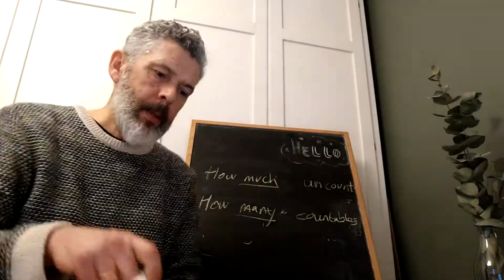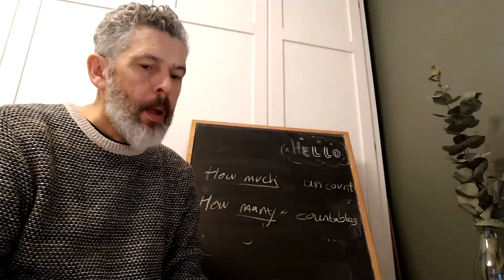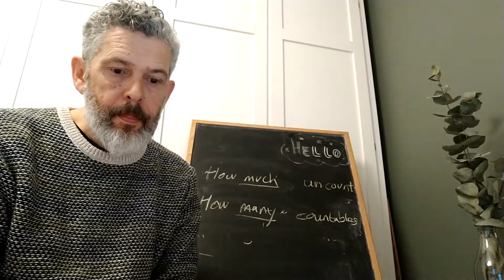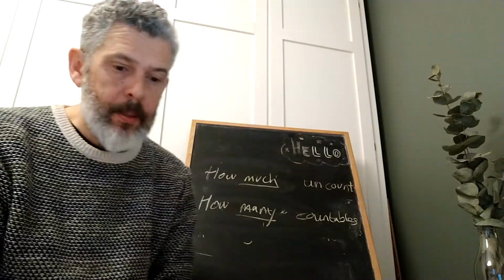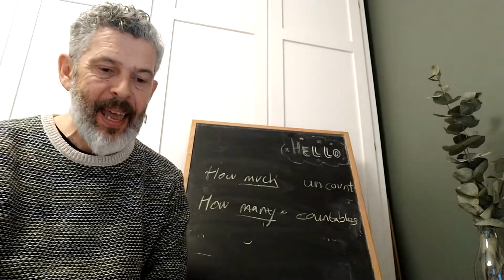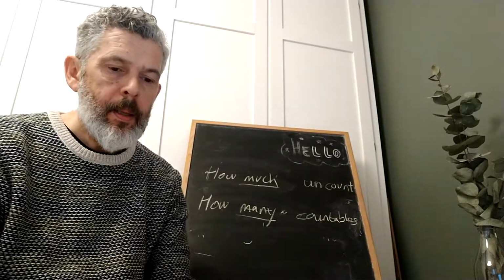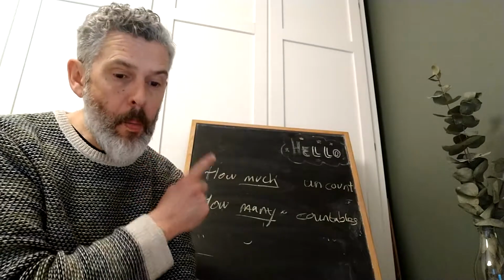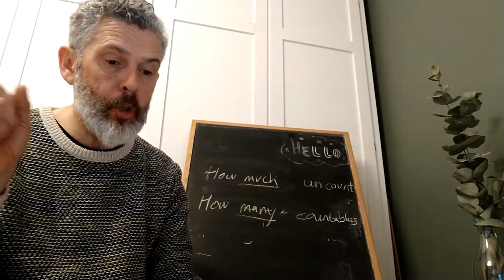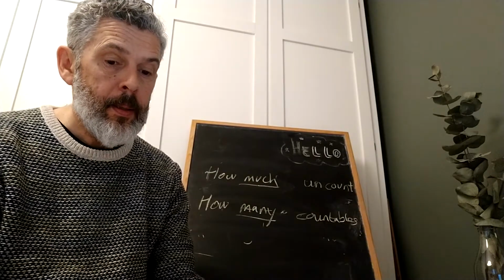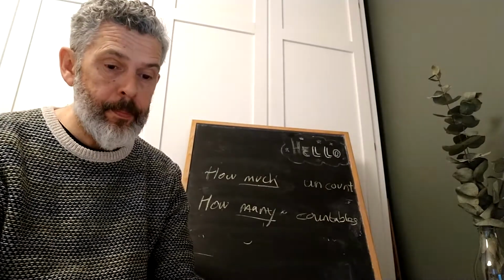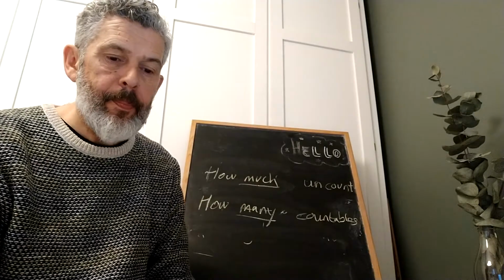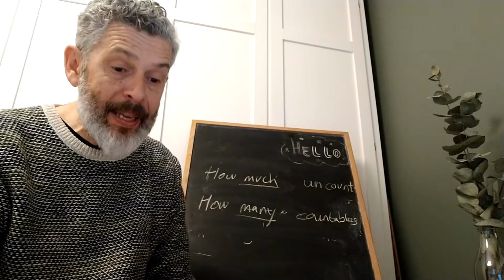Okay. So, what did they buy? Okay. They bought some eggs. How many eggs? That's right, they bought 6 eggs. They bought some cheese. How much cheese did they buy? They bought 200 grams. They bought some sugar. How much sugar did they buy? They bought a bag of sugar.